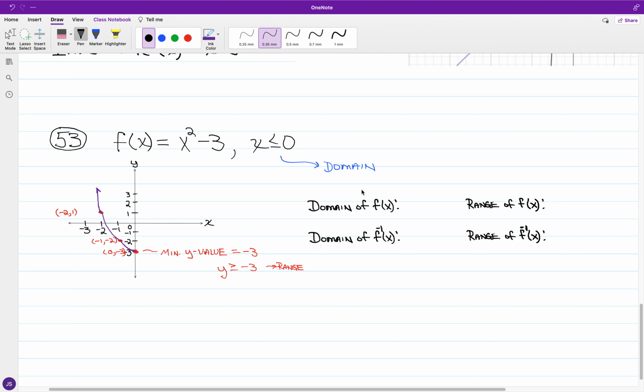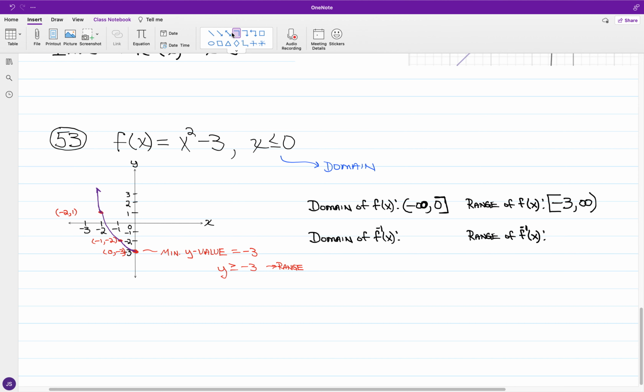For the domain, we have x less than or equal to 0. In interval notation, we have going from -infinity and approaching and including 0. And the range of the function, in reference to y: y is greater than or equal to -3. So we're looking at starting from and including y equal to -3, and everything else is going to be above, running continuously out to infinity.